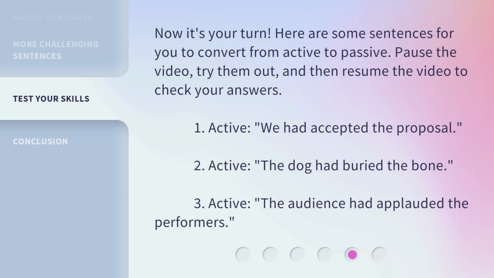Now it's your turn. Here are some sentences for you to convert from active to passive. Pause the video, try them out, and then resume the video to check your answers. 1. Active. We had accepted the proposal. 2. Active. The dog had buried the bone. 3. Active. The audience had applauded the performers.